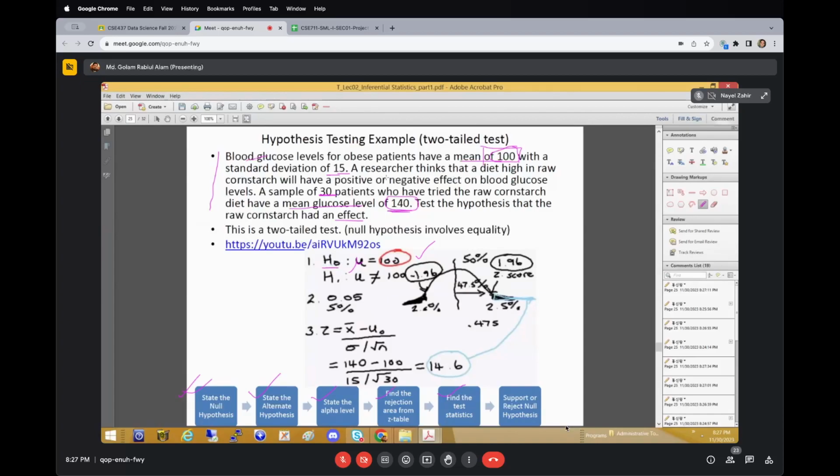And the researcher's hypothesis is that it will be positive or negative. That means it will not be 100; it will be greater than 100, or less than 100. So for the alternate hypothesis, mu is not equal to 100. That means it can be greater than 100, or it can be less than 100.